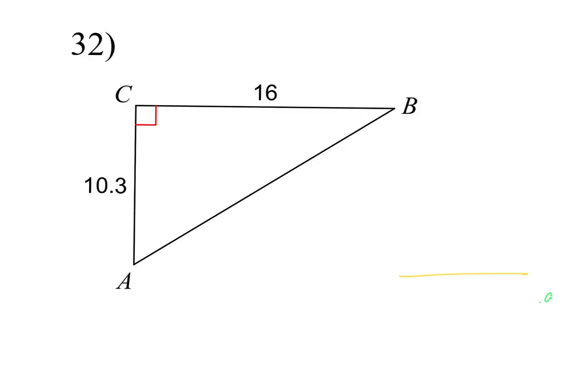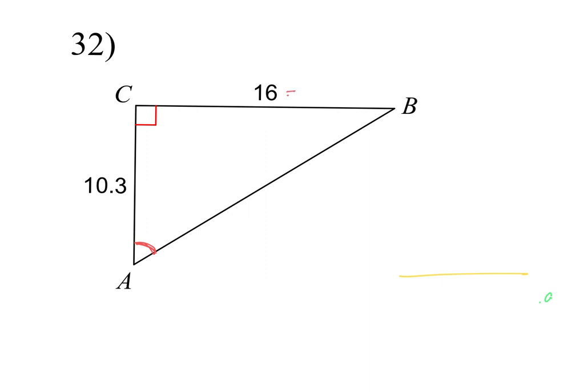So for number 32, I don't have any angles. So I need to pick an angle and I need to solve for that angle. It really doesn't matter which one. Obviously, I know angle C because it's 90 degrees. Let's say I want to solve for angle A. I'm going to label the triangle accordingly.